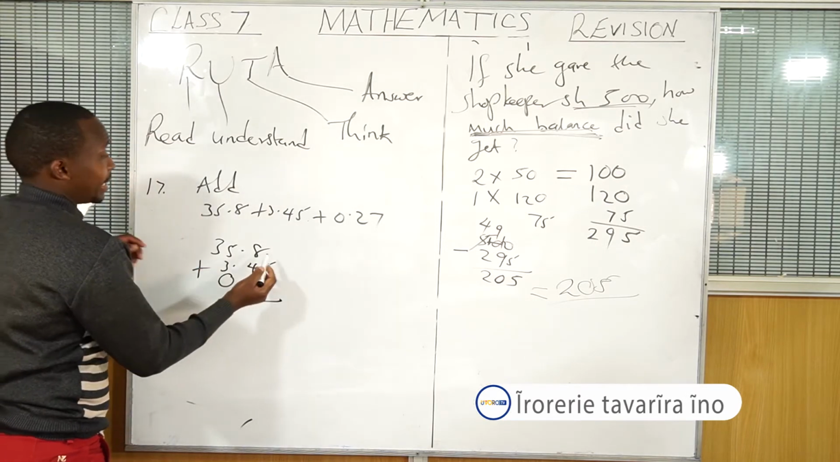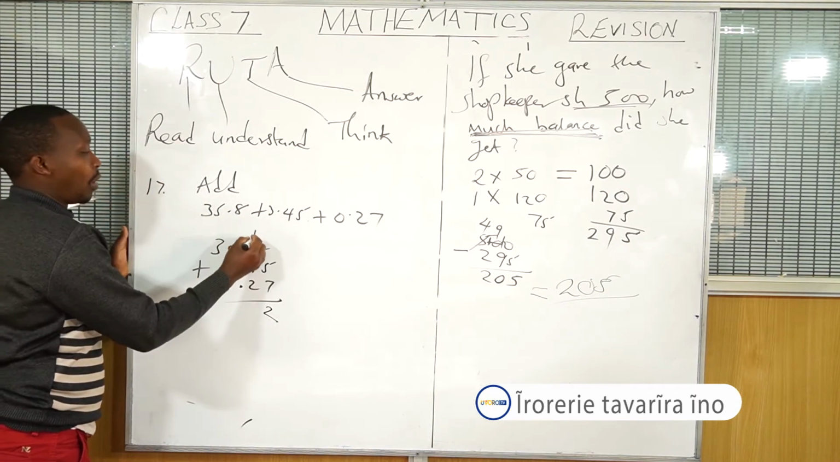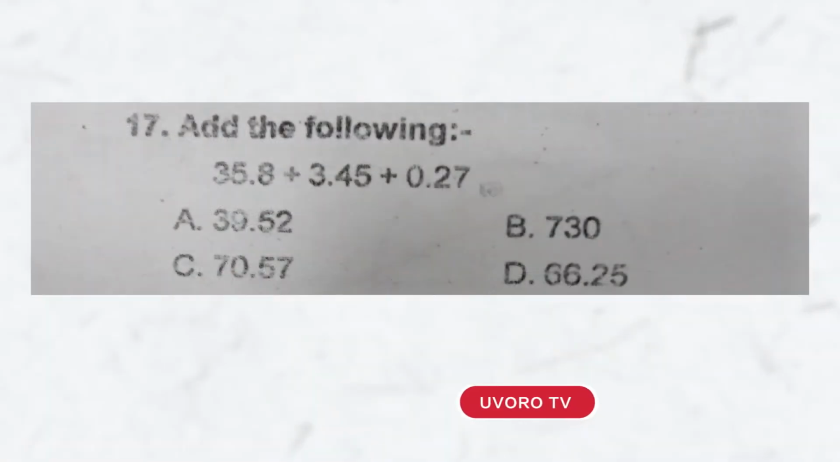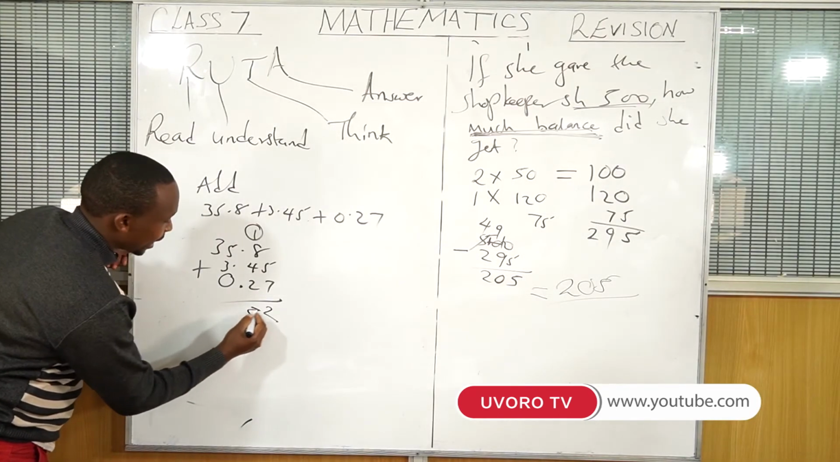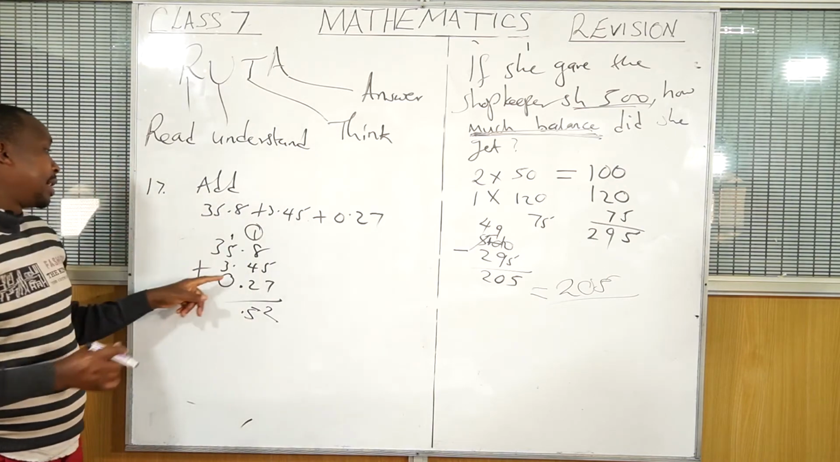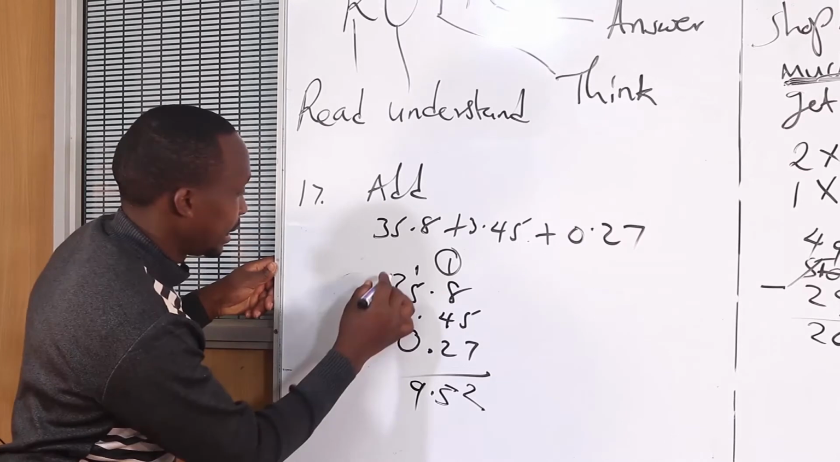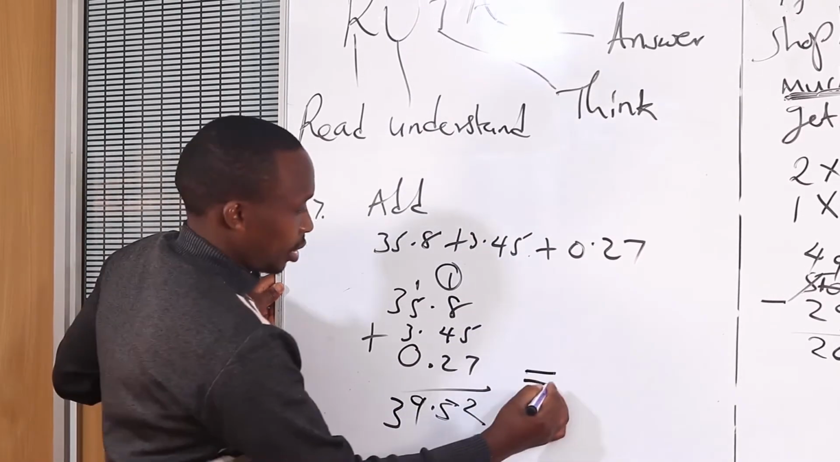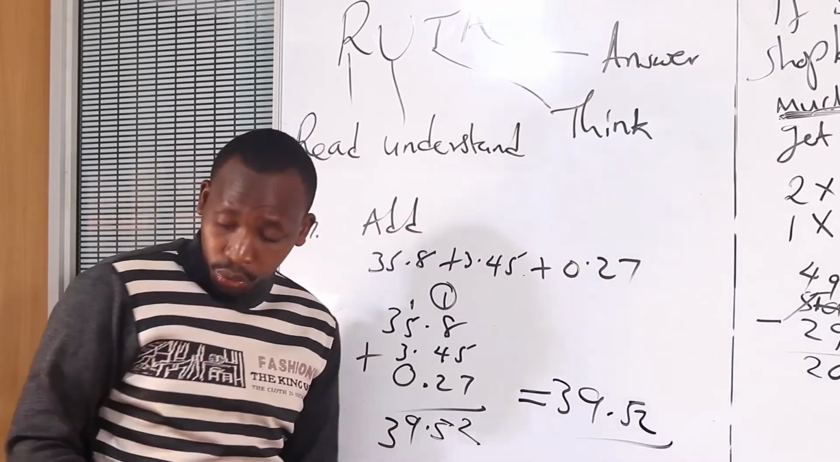Now, you add 5 plus 7 is what? 12. 2 carry 1. 8 plus 4 is 12. 12 plus 2, 14. Very good. Plus 1, 15. I write 15 here? No. Point. You carry to the other side. 5 plus 3 is 8. Plus 1, 9. You drop that 3. So our answer remains to be 9.52.